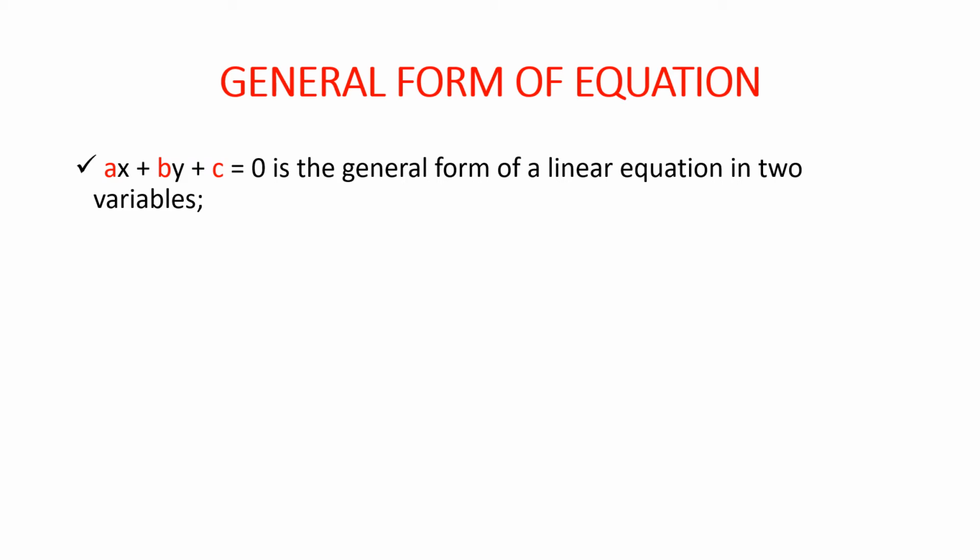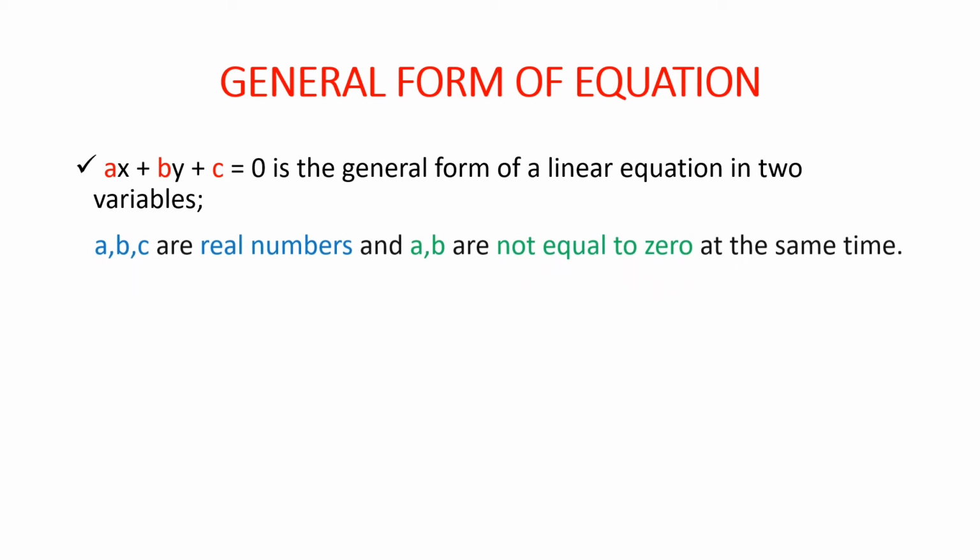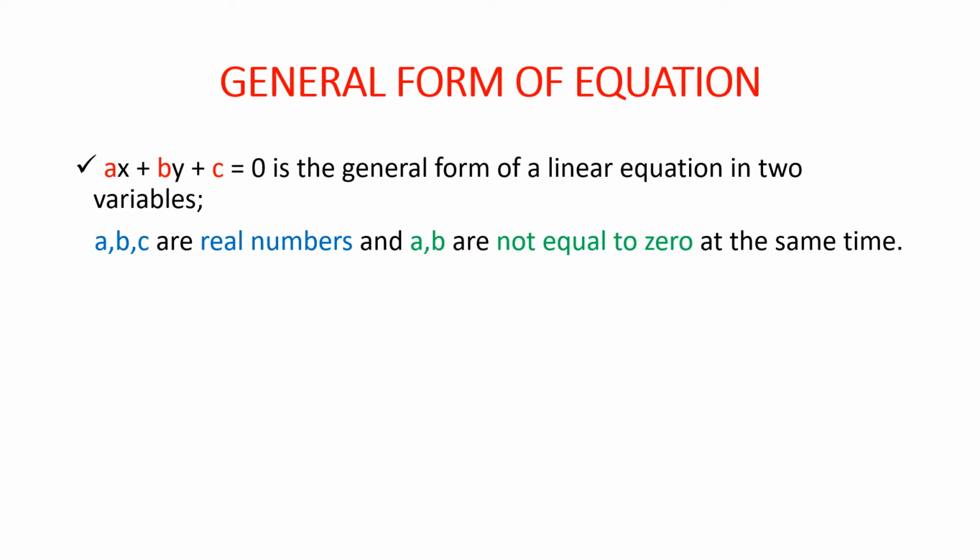There are certain rules which are necessary to be followed for a linear equation. If you write down the equation in such a form, then it is very necessary that a, b and c are real numbers, and a and b cannot be 0, which means the coefficients of x and y cannot be 0. Now what about the real numbers?